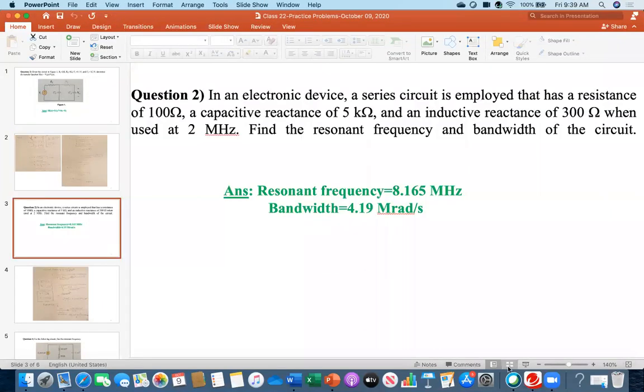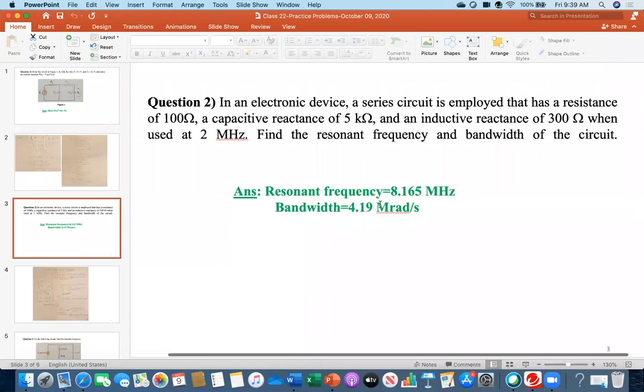Okay, everybody please read this one. In an electronic device, a series circuit is employed that has a resistance of 100 ohm, a capacitive reactance of 5 kilo ohm, and an inductive reactance of 300 ohm when used at 2 megahertz. This is the frequency, megahertz. Based on that, find the resonant frequency and bandwidth of the circuit. Again, the answers are given.